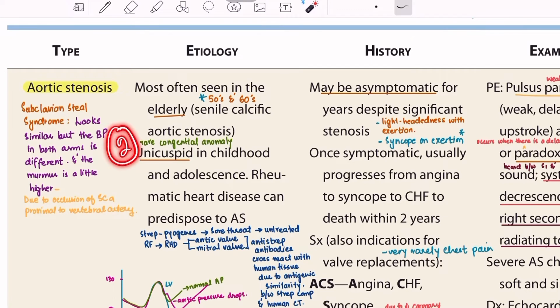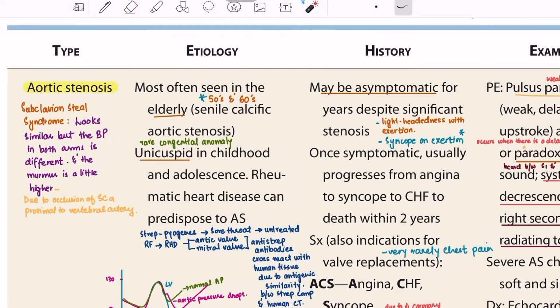Cause number two is a unicuspid valve. Unicuspid valve is very rare and it is a congenital anomaly. It doesn't happen in everyone. It probably happens in very few unfortunate people in their childhood and adolescence, and that is cause number two.